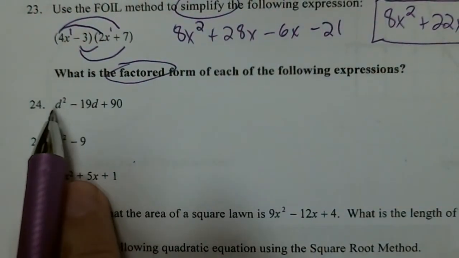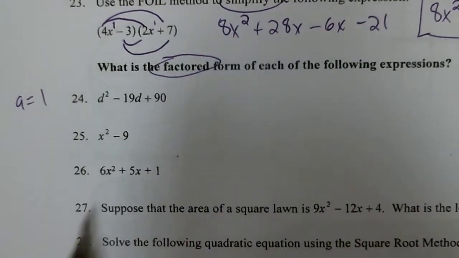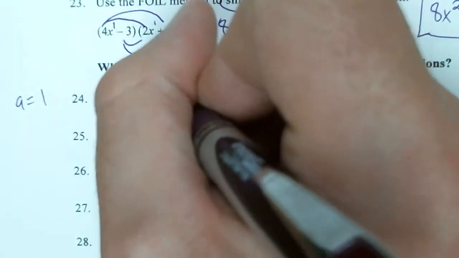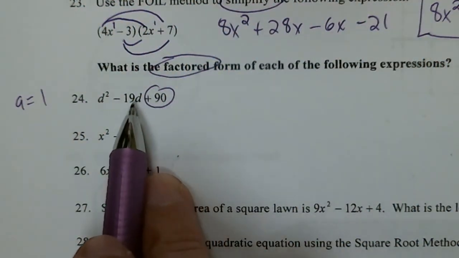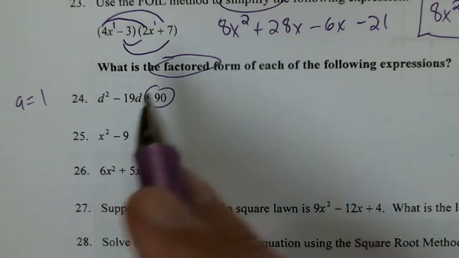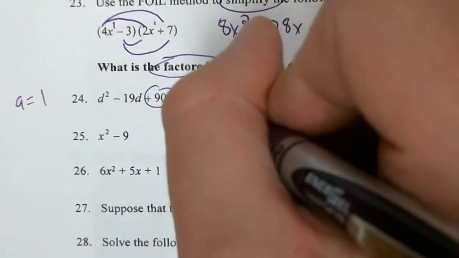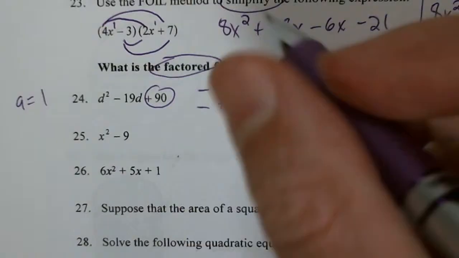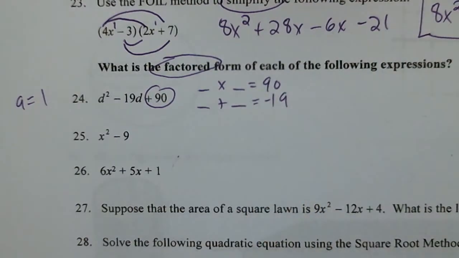Factoring. Is there a number in front of that? No, there's not. So when I'm factoring, it's either factoring when a equals 1 or factoring when a is not 1. In this case, we're factoring when a equals 1. So all you got to do is look at the c term and say, what are the factors of c that add to the b term? So I'm thinking to myself, what times what equals 90, and at the same time, what plus what adds to negative 19.